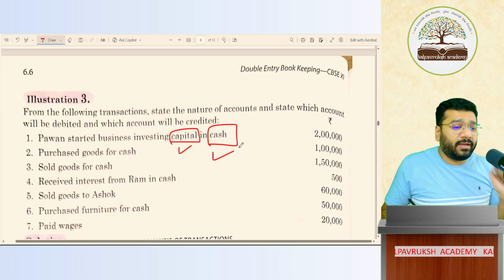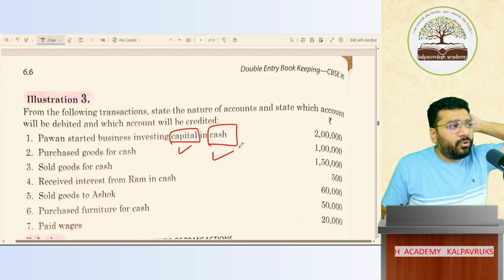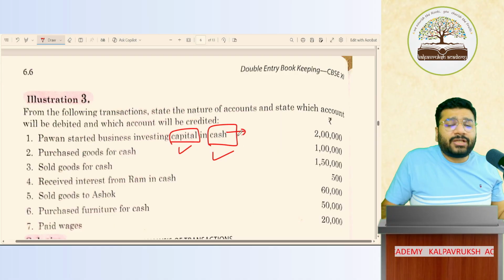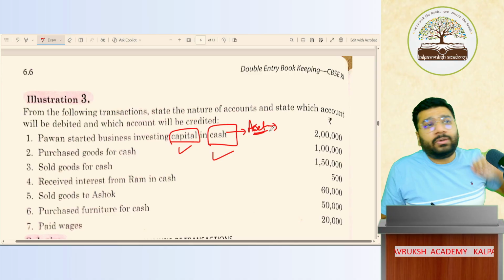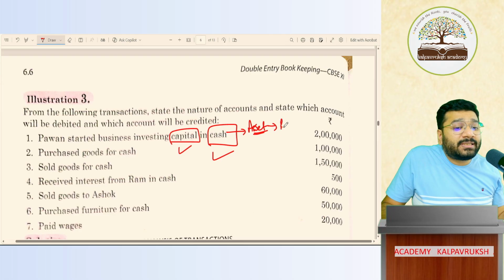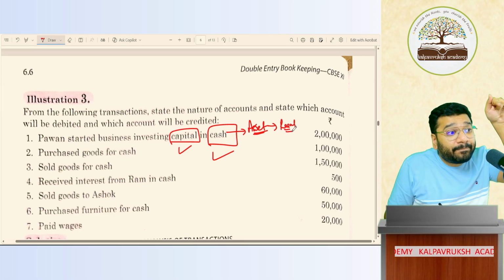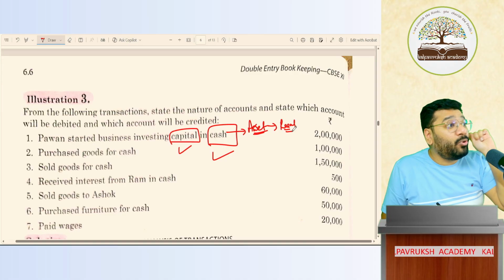Okay, not okay. Let's talk one by one. You tell me first, capital or cash? Which do you want to know first? Cash. As per modern rule, what classification is cash? Asset. All the assets will go to real account except those five. Is cash in that five? No, cash is real account as per golden rule.